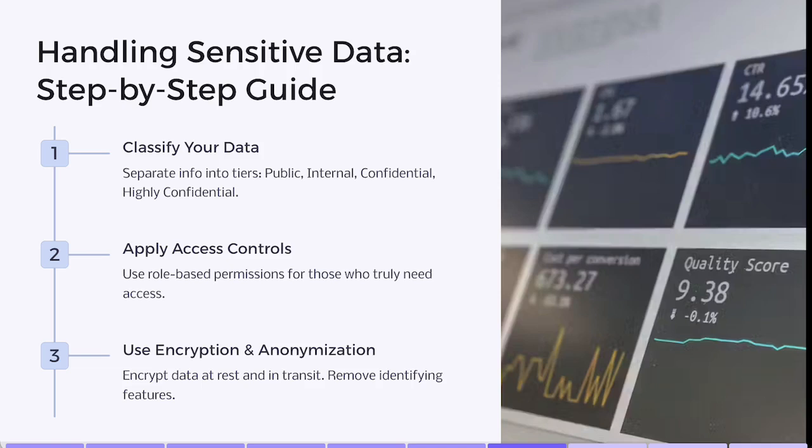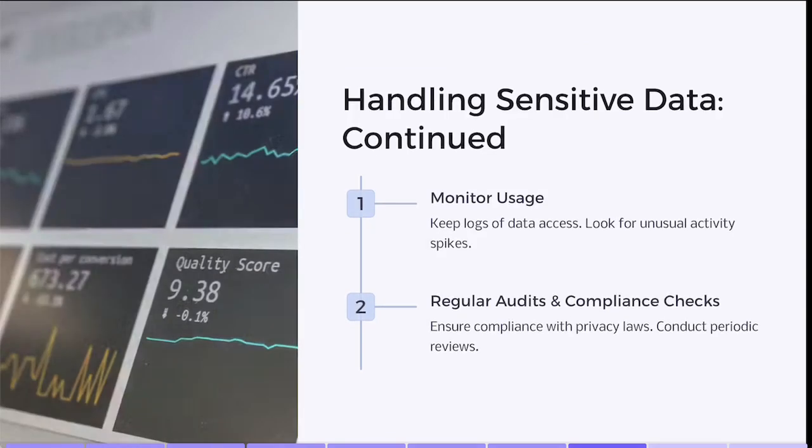Classify your data. Separate the info into tiers: public, internal, confidential, and highly confidential. Apply access controls. Only those who truly need to see proprietary or PII data should have the access. Use role-based permissions. Use encryption and anonymization. Encrypt data at rest and in transit. Remove or mask identifying features wherever possible. Fourth is monitor usage. Keep logs of who accessed the data and when. Look out for unusual spikes in activity or downloads. And fifth, regular audits and compliance checks. Ensure compliance with relevant privacy laws. Conduct periodic reviews to confirm data is stored, processed, and retired properly. Taking a proactive stance at each step helps prevent data misuse and secures your organization against fines and reputation damage.